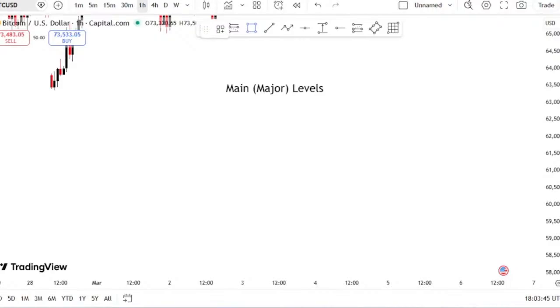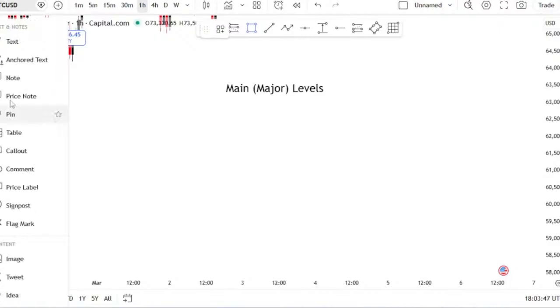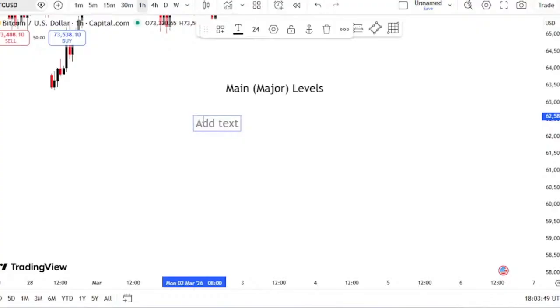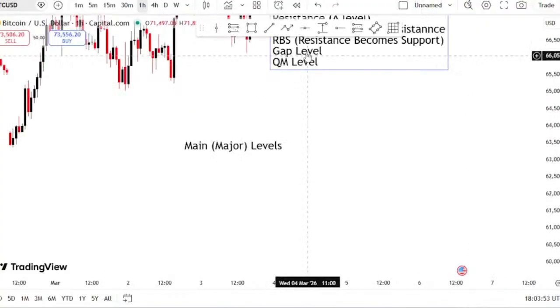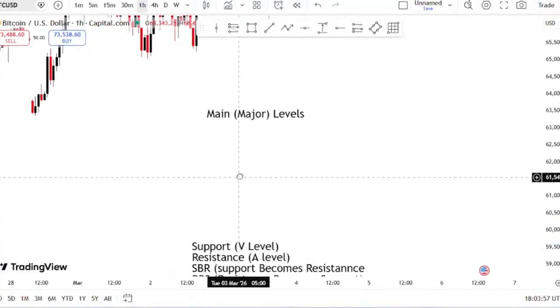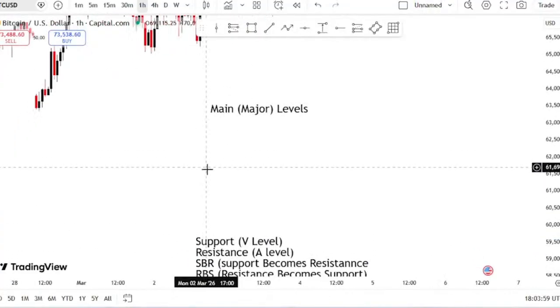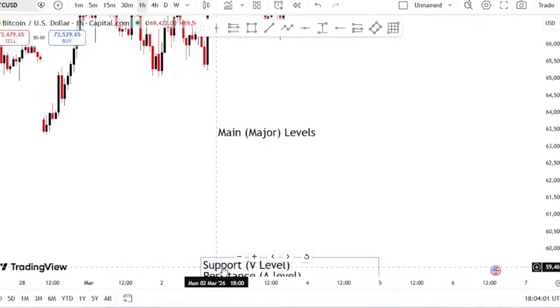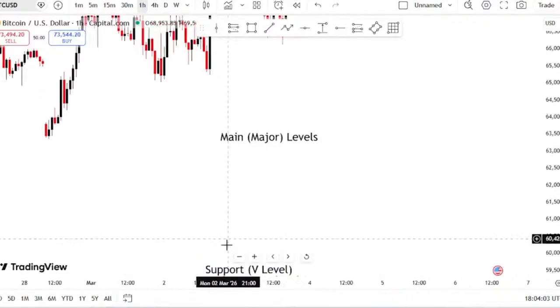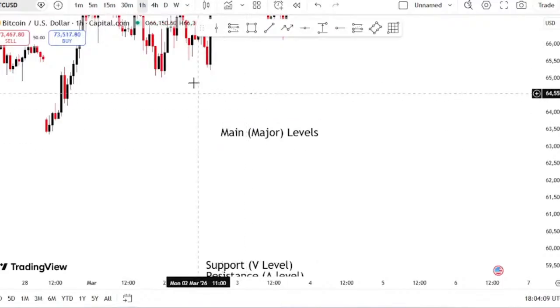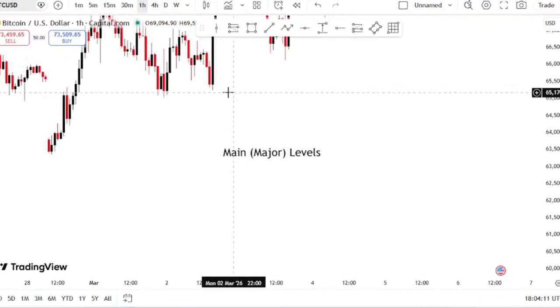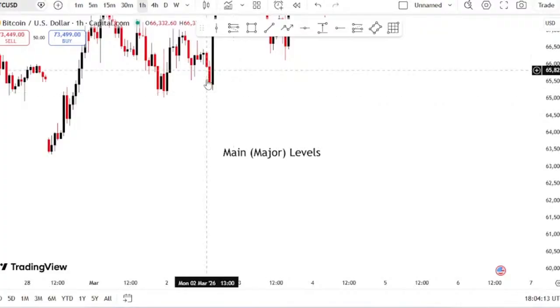The first one is going to be our support. The first is support. Okay, let's look at them in this order. So the first of the major key levels we have here is the support. So the support levels, or what we refer to as the V level. Now, the support is usually formed when you have a bearish candle followed by a bullish candle. So that is a support.